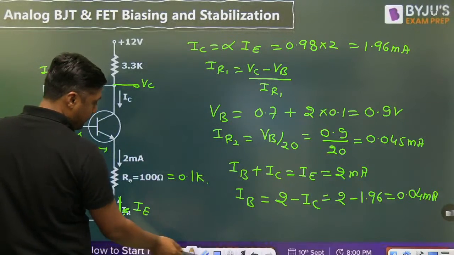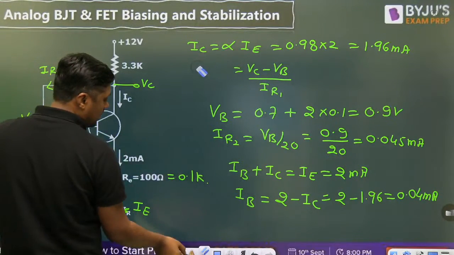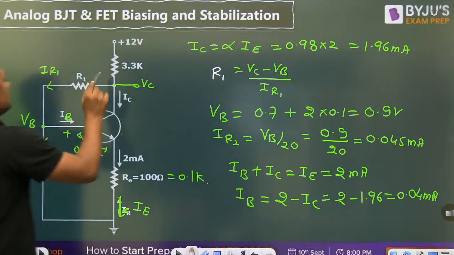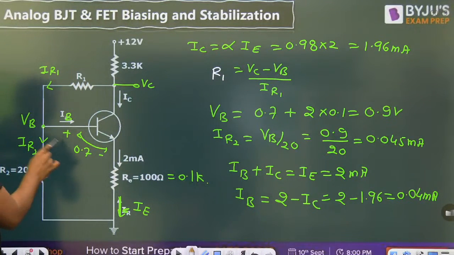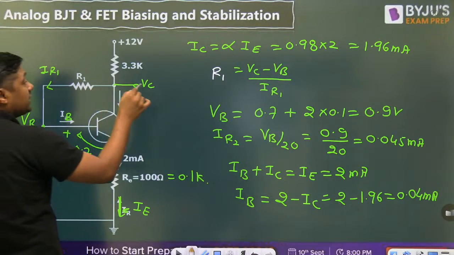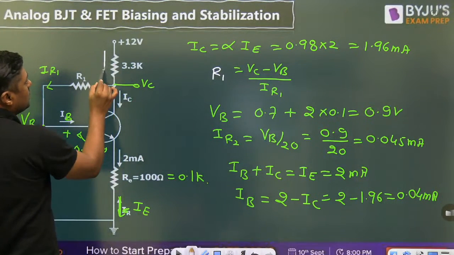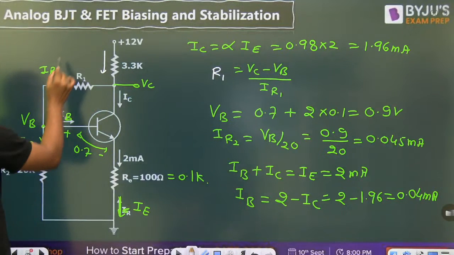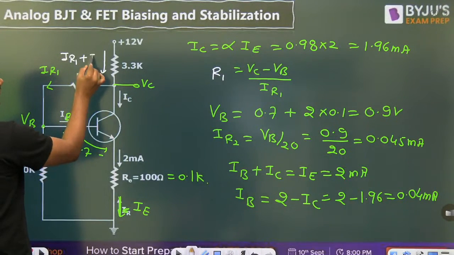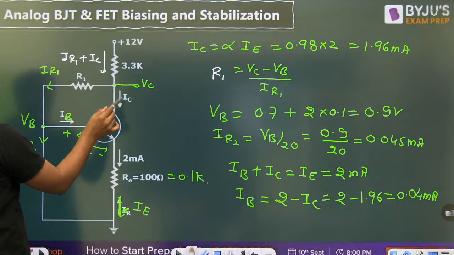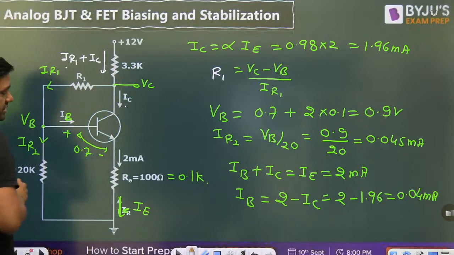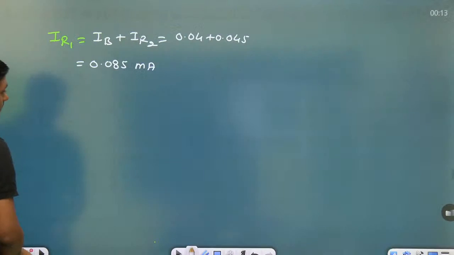Now, to solve R1, this is not R, this is the R1 actually. R1 is VC minus VB by IR1. Now we have the value of VB, 0.9. We have the value of IR1. Now you have to find the value of VC. So what is the current here? Current is IR1 plus what? IC. If you have the value of IC, you have the value of IR1, you can find the value of the VC.